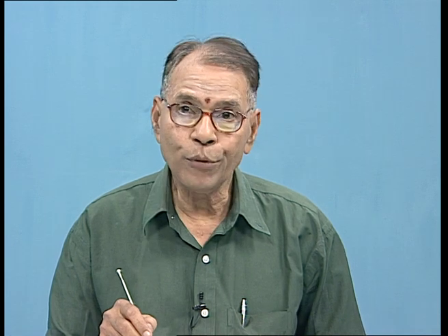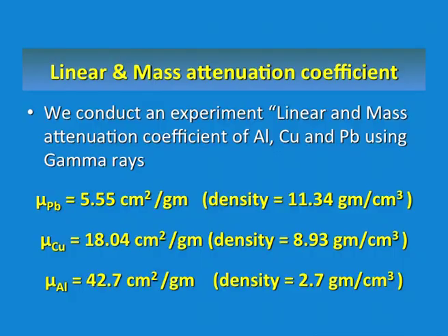Here we have the values of the mass attenuation coefficient: for lead it is found to be of the order of 5.55, and copper is found to be 18.04 centimeter square per gram. For aluminum, because of its low density, we find the attenuation coefficient happens to be 42.7 centimeters per gram. We have seen the experiment and we have determined the linear and mass attenuation coefficients of different materials.